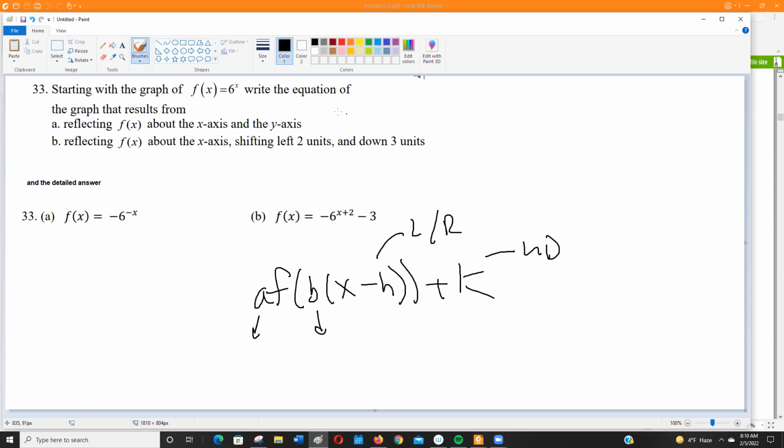So since we want to reflect it around the x-axis, you see how a is negative. And then we want to move it left 2, so I stick in minus minus 2, and you see how that turns into plus 2. And then down 3: the k, if it's positive, moves it up. If it's negative, k moves it down. So see how that works. I'm going to ask you to do this on the exam next week. In fact, I'm going to ask you to do it in terms of f. It's some weird function.